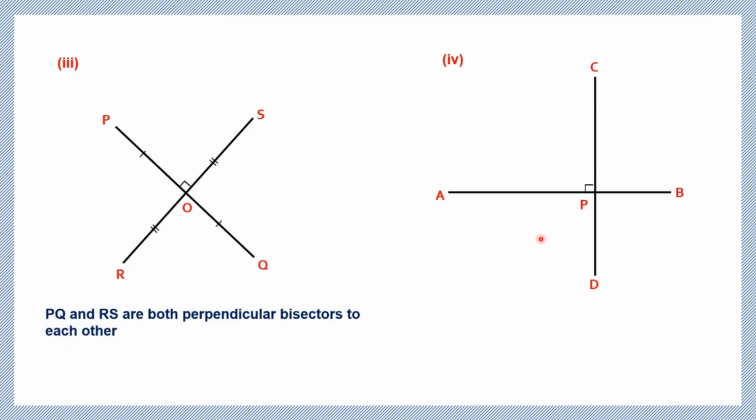Now let's look at the next one. Here the line CD is perpendicular to the line AB. How do we know? It has formed an angle of 90 degrees. But can you see it has not passed through the midpoint?